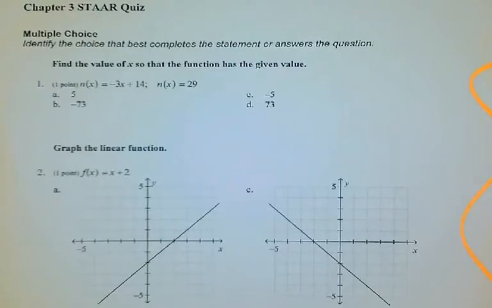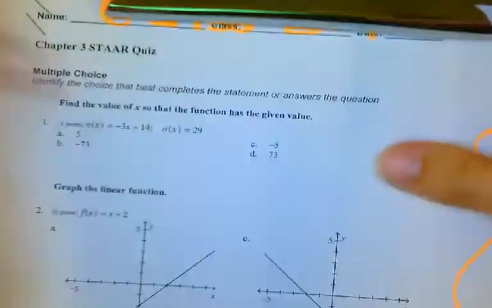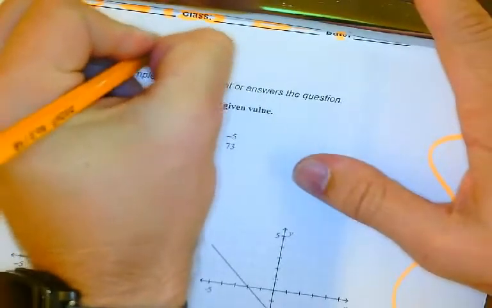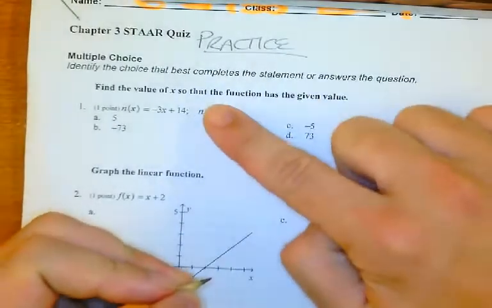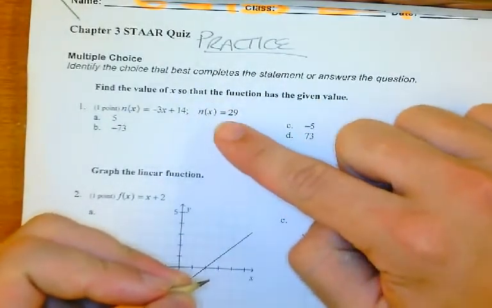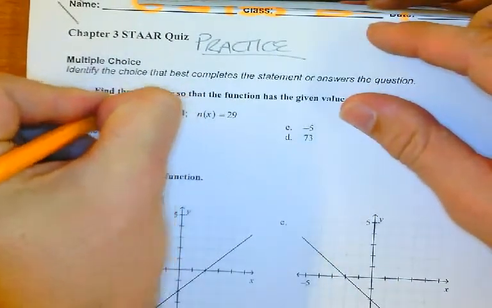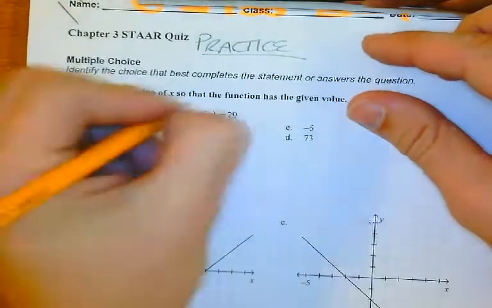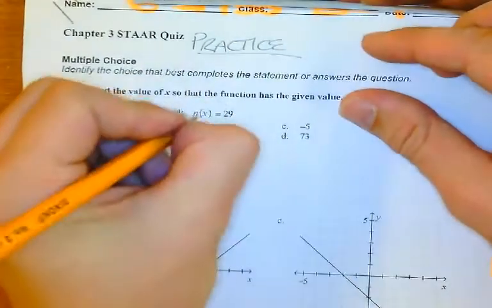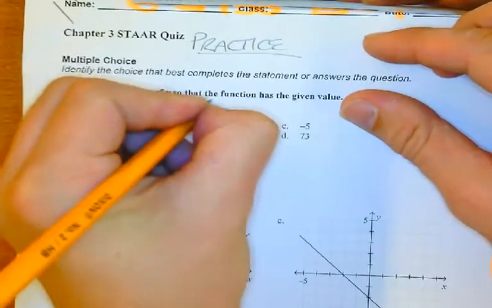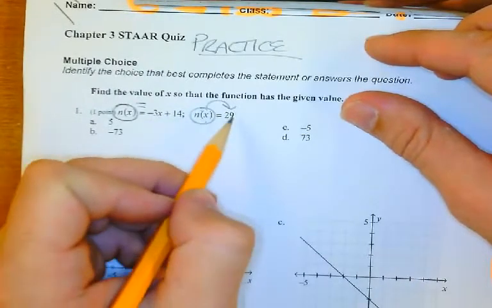Okay, class, today we are going to look at our Chapter 3 STAR quiz, and this is just going to be our practice that we can work on. And so we're going to start with our first equation, which says that the output is equal to negative 3x plus 14. And it also tells us that our output is 29. So this output variable is 29.